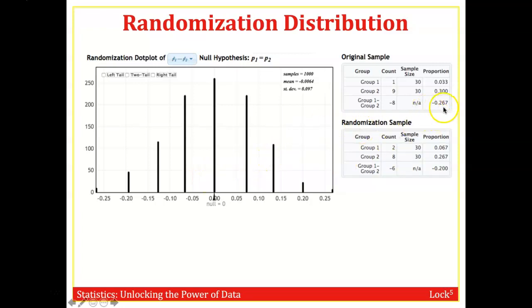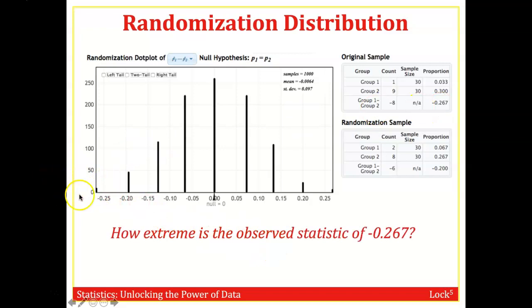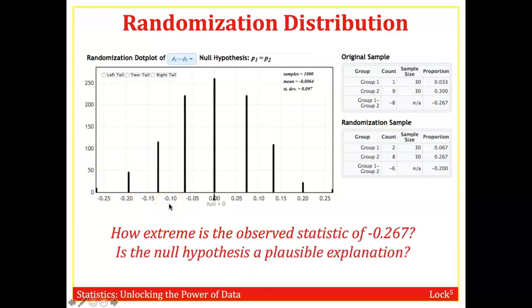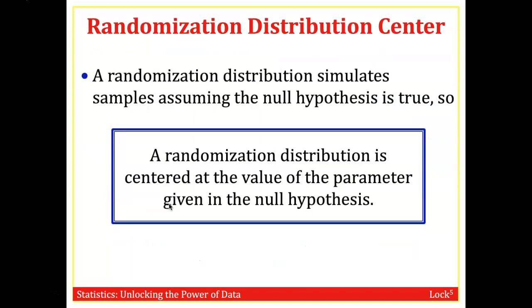So let's find where is the observed statistic, and we're going to come back to that point, but it looks like it's pretty extreme, right? How extreme is it? It's way out here. So it would seem to suggest that perhaps the null hypothesis is not so plausible. We want to formalize that idea, but let's just note one thing here at this point.